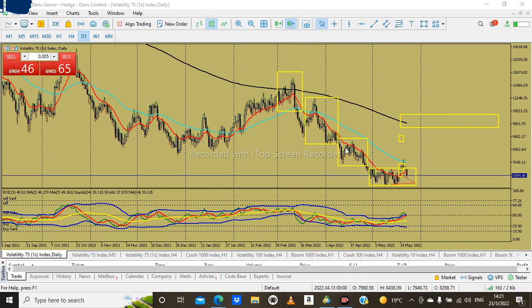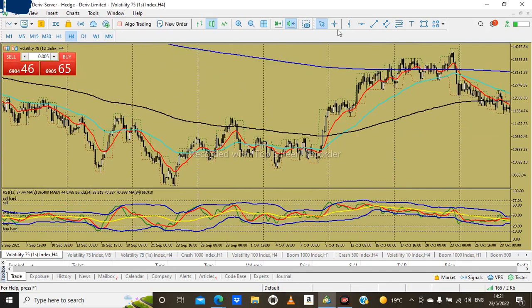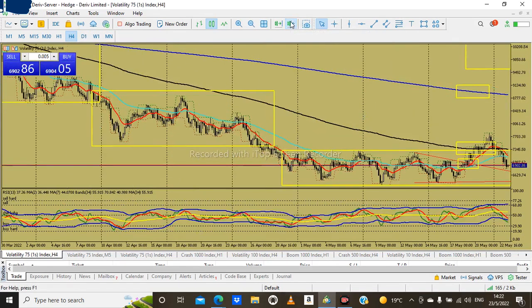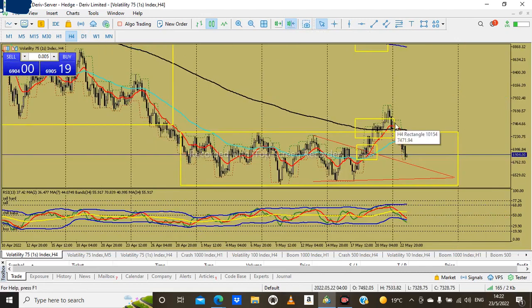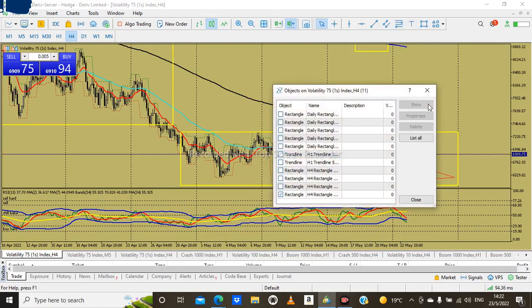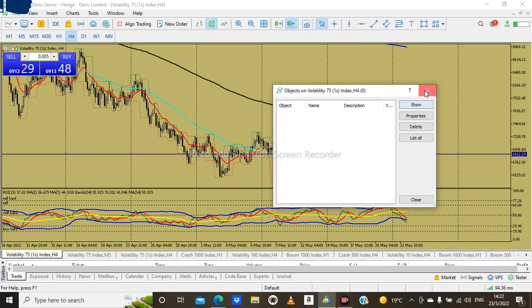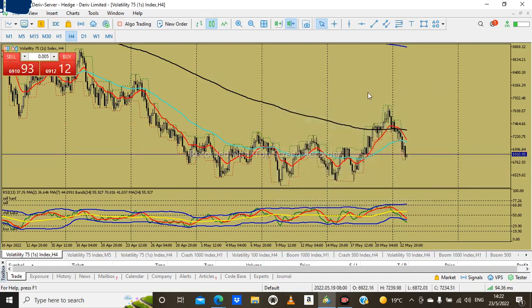So let's look at this. Okay, this is coming rejected here. Let's check on the smaller time frames. Let's see what we have. We could be looking for further downside pushes. Right, this is my anticipation on V75 ones. Let me just remove all of this. So this is my anticipation on V75 ones.